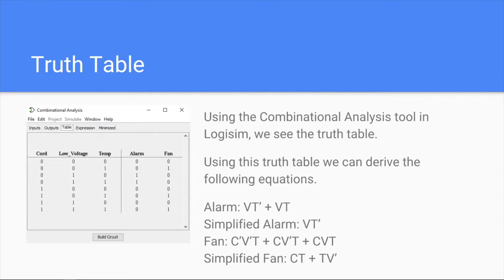Understandably, this truth table is simple and can easily be tested using the poke tool. In cases where the outputs are many, this could definitely save time.